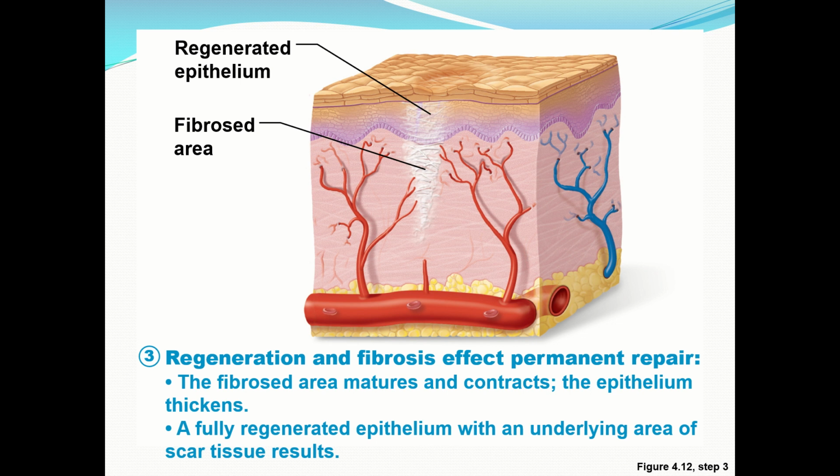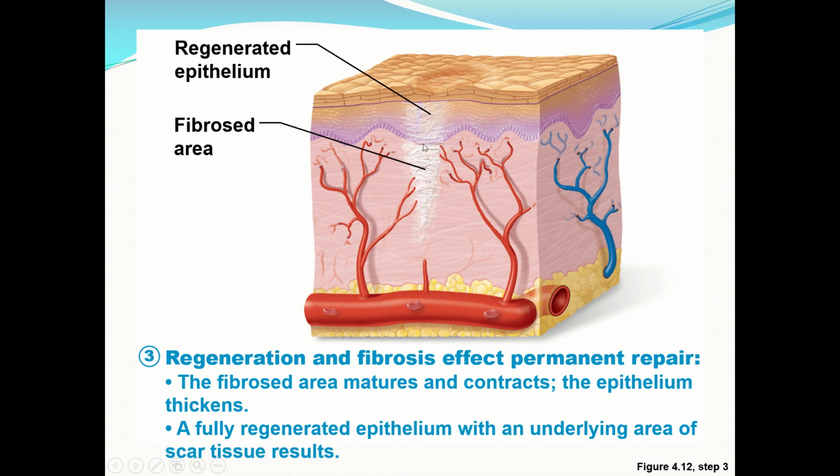So here in this illustration, we see that the fibrosed area matures and contracts, and the epithelium will thicken and regenerate, and the scar will be in the dermis underneath. So looking at the skin, the epithelium is going to be indicated by this lower layer of purple cube-shaped cells, but this is a stratified squamous epithelium because the upper layers are flattened. So that's the epidermis there that can fully regenerate.